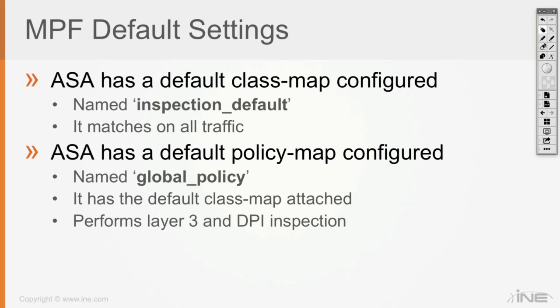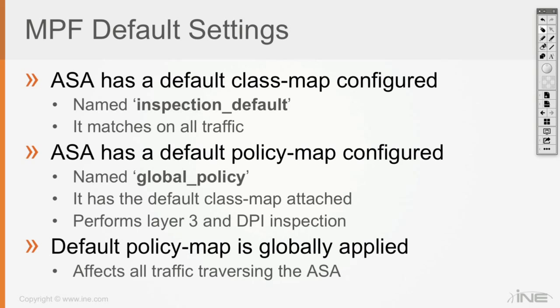We'll see in a couple what inspections are being performed by the ASA by default, because that policy map, the default policy map named global policy, is being applied globally on the ASA, so it affects all traffic traversing the ASA. So by default, the ASA has some built-in MPF settings which are also enforced to control traffic flowing through the ASA back and forth through all interfaces, because the policy map is applied globally on the ASA.